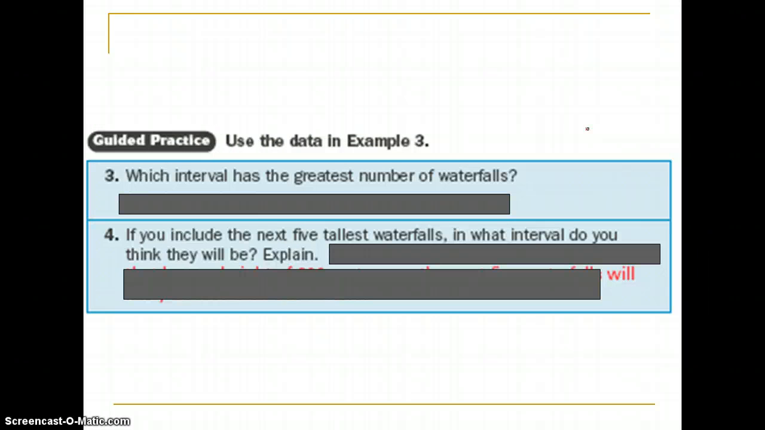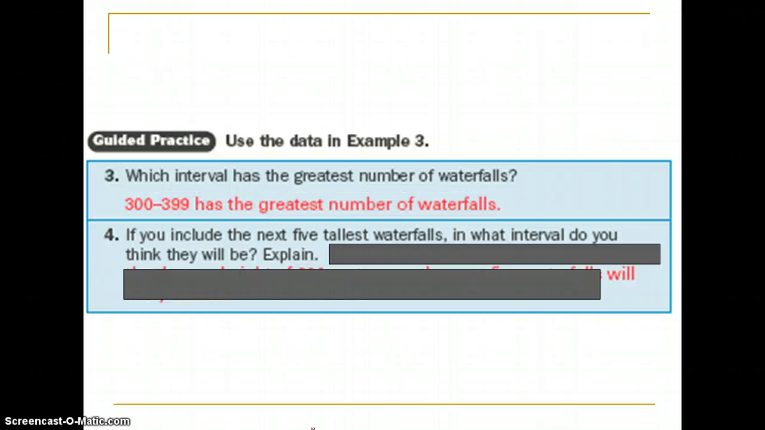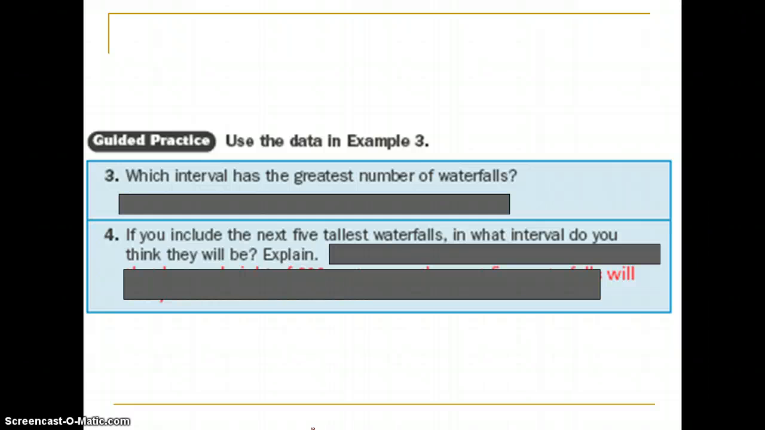Using the data in example 3, please answer these questions. Remember, pause the video at this time. Number 3, which interval has the greatest number of waterfalls? Number 4, if you include the next 5 tallest waterfalls, in what interval do you think they will be? Explain your reasoning.